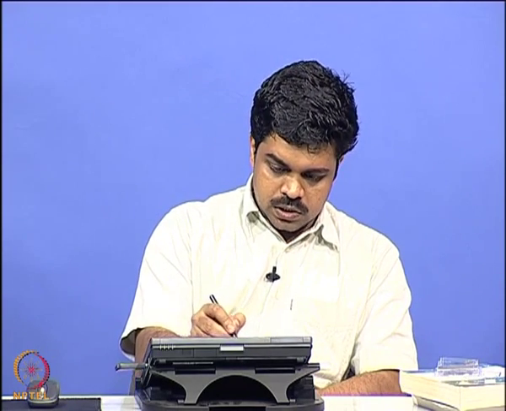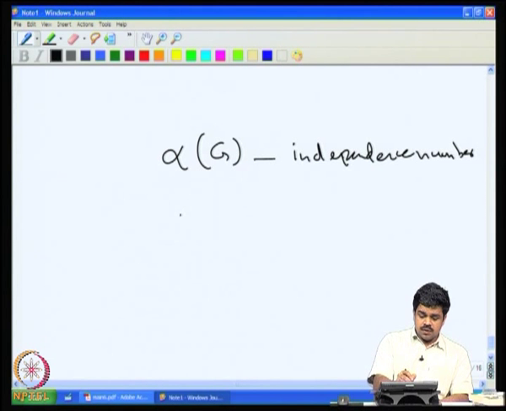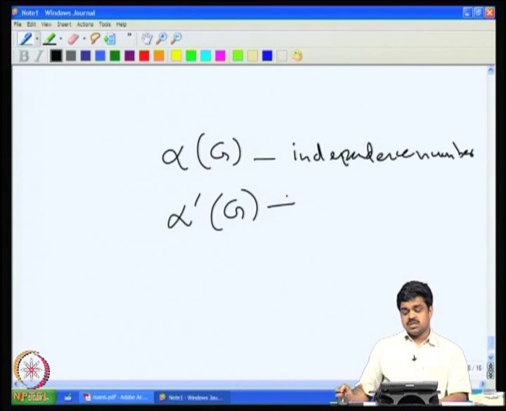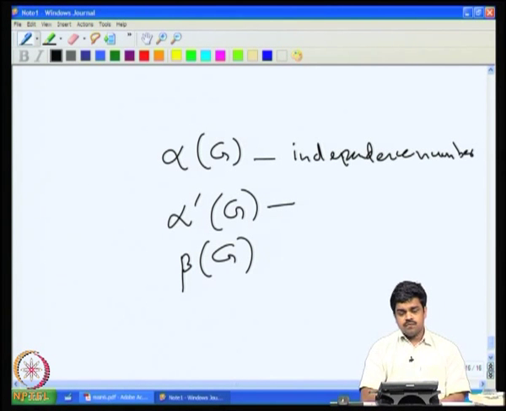So with respect to the independent set, we have a parameter called alpha of G, the independence number, also called the stability number, and similarly with respect to the matching, we defined alpha dash of G, namely the cardinality of the biggest matching, which can reach up to n by 2 when it is a perfect matching. And the other notion we studied was vertex cover, which was called beta of G, and this beta of G is the minimum number of vertices required to cover all the edges of the graph.